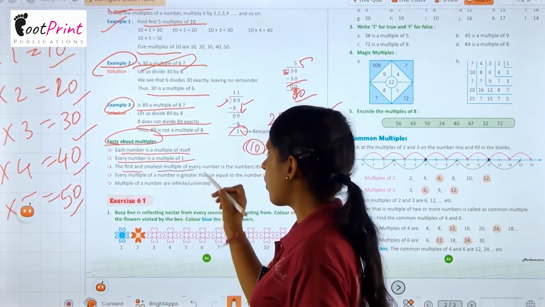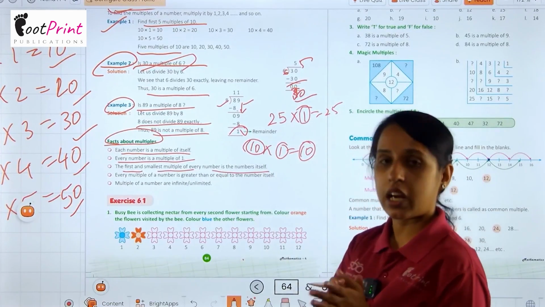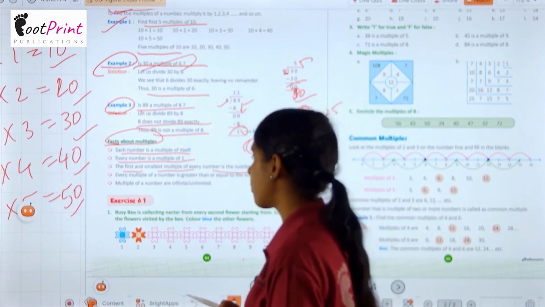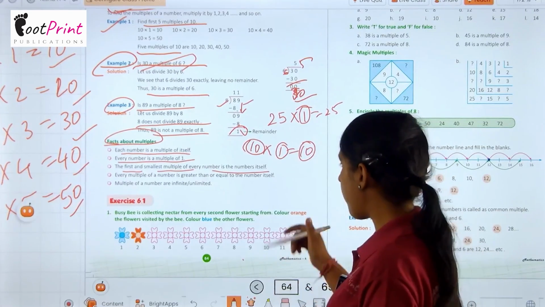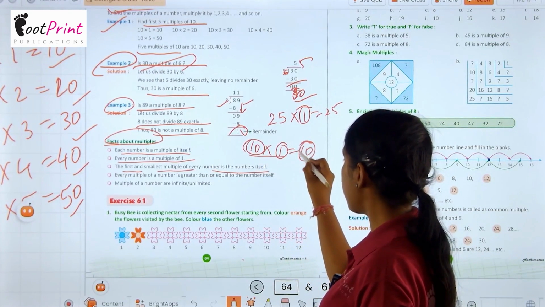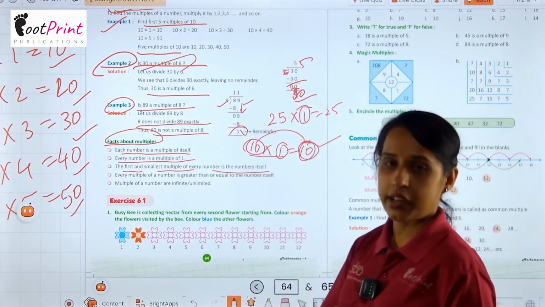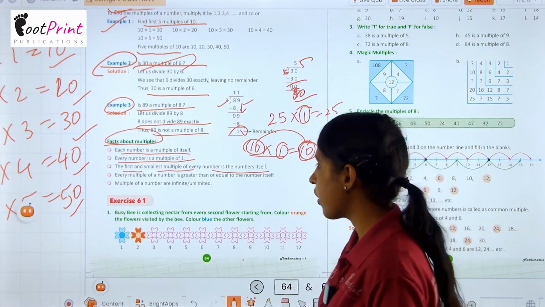The first and smallest multiple of every number is the number itself. कि हर एक किसी का क्या होता है? फर्स्ट बोल सकते हैं या फिर स्मॉलेस्ट मल्टीपल क्या होगा? हर एक नंबर का खुद वही नंबर होगा. जैसे अभी मैंने बताया 10 1 10, तो स्मॉलेस्ट मल्टीपल 10 है और ये नंबर खुद इटसेल्फ आ रहा है. ठीक है, तो स्मॉलेस्ट भी हो गया और फर्स्ट नंबर भी वही हो गया.